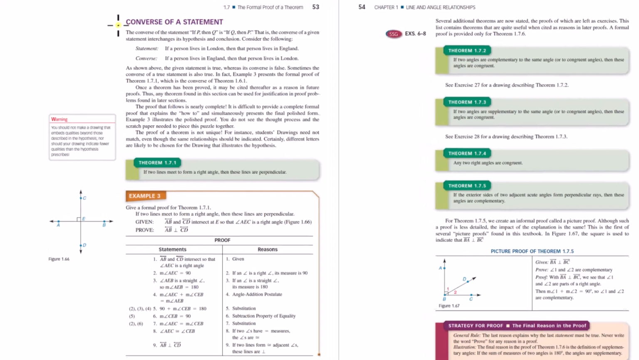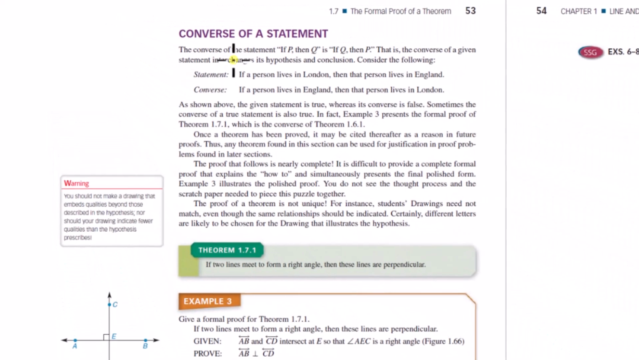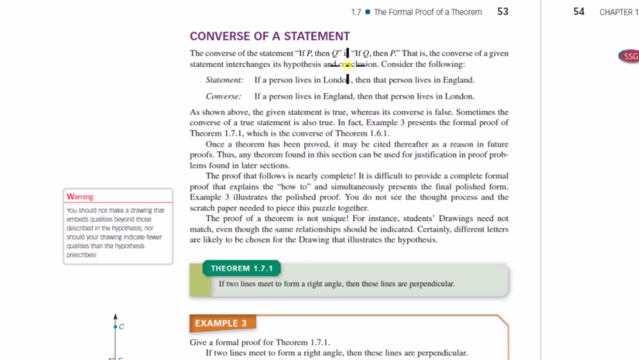All right, the converse of a statement. The converse of the statement, if P then Q, is if Q then P. That is, the converse of a given statement interchanges its hypothesis and conclusion. Consider the following. If a person lives in London, then that person lives in England. If a person lives in England, then that person lives in London. So this is associated with the reversibility of the statement. When you have a conditional statement and you reverse it, that's called the converse. As shown above, the given statement is true, whereas its converse is false.